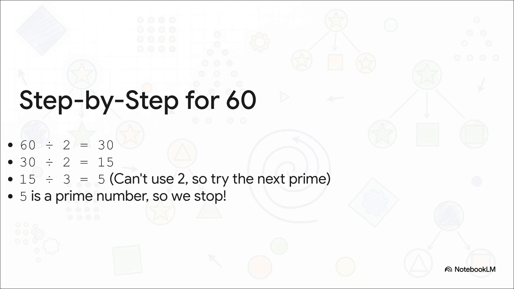So what do we do? We just try the next prime number up, which is 3. Does 3 go into 15? Yes, it does. And that leaves us with 5. And what about 5? Is 5 a prime number? It absolutely is. So we're all done.